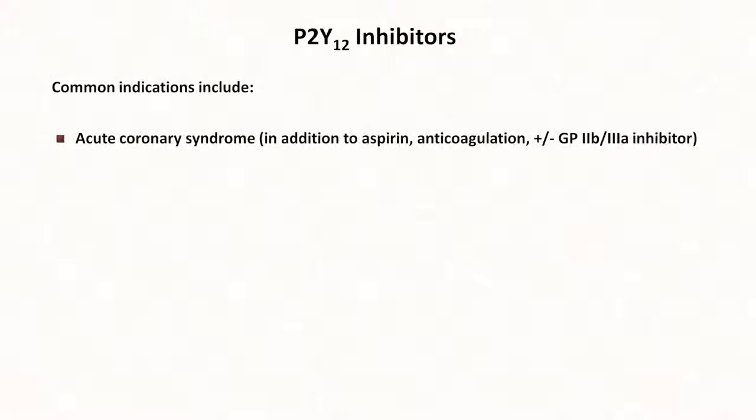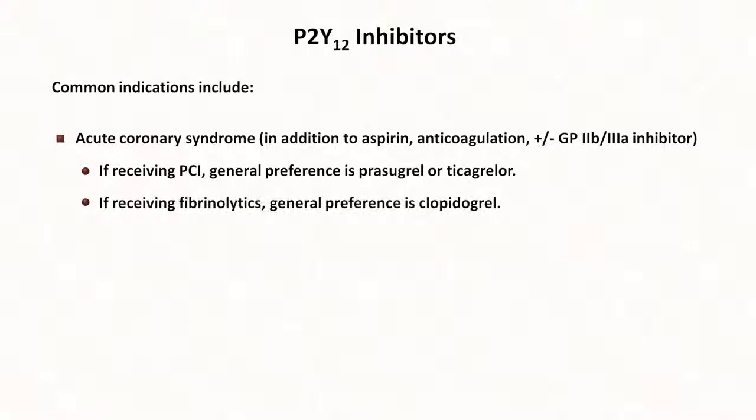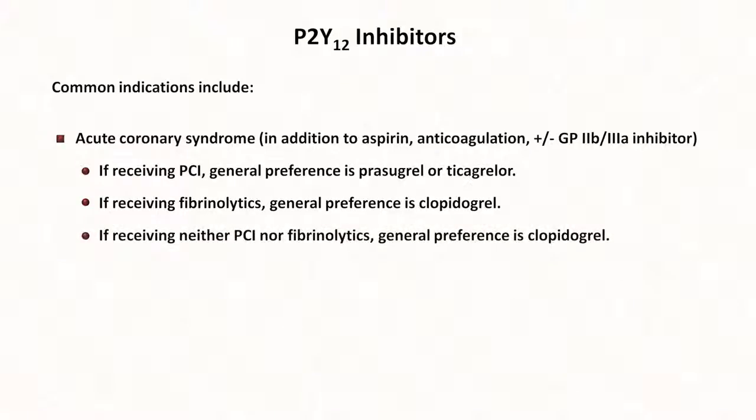What are the common indications for the P2Y12 inhibitors? Acute coronary syndrome, in addition to aspirin, anticoagulation, and plus-minus a GP2B3A inhibitor. The specific choice of drug depends on the situation. If receiving PCI, that is, the patient is getting angioplasty and a stent, the general preference is for either prasugrel or ticagrelor. If the patient is receiving fibrinolytics, the preference is for clopidogrel, and if receiving neither PCI nor fibrinolytics, the preference is also for clopidogrel.